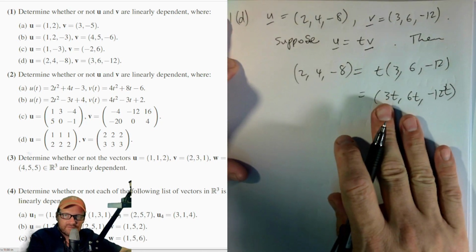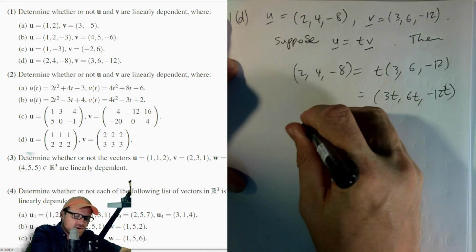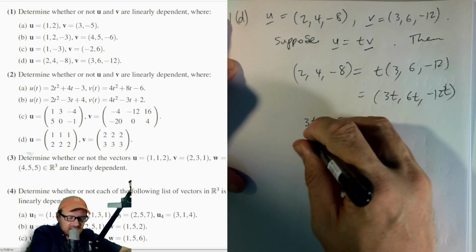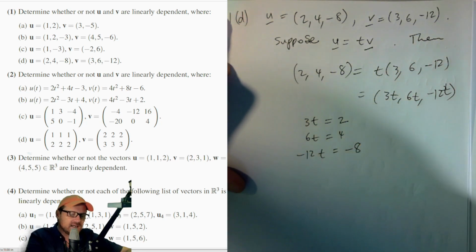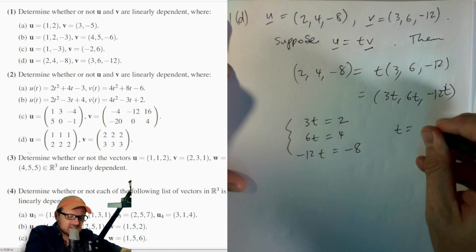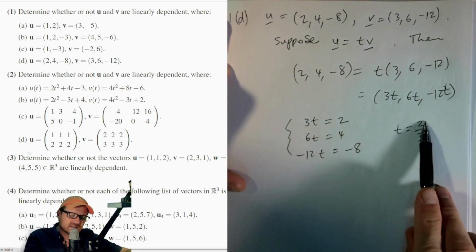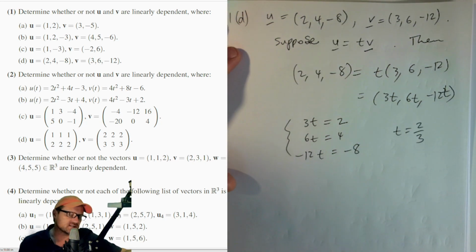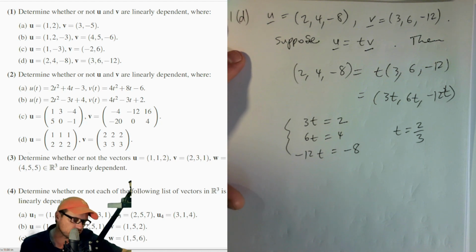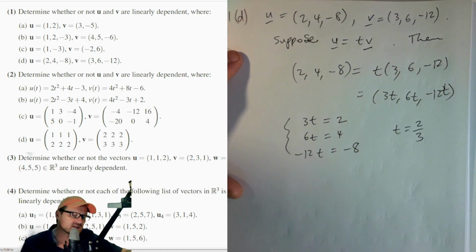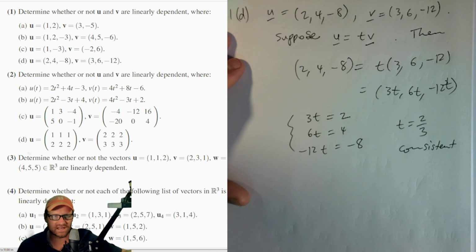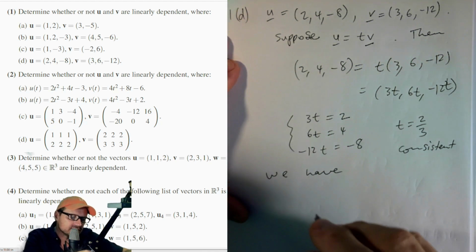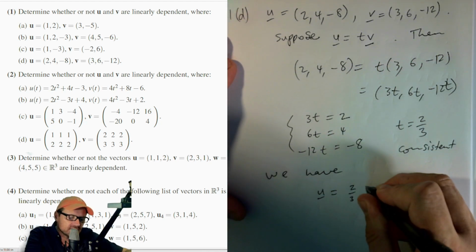Now this is one vector equation that gives rise to three scalar equations. We have 3t equals 2, 6t equals 4, and -12t equals -8. The first equation gives us t equal to 2/3. Substituting into the second equation, 6 times 2/3 is 12/3, which is 4. That's true. Substituting into the third equation, -12 times 2/3 is -24/3, which is -8. This is consistent.